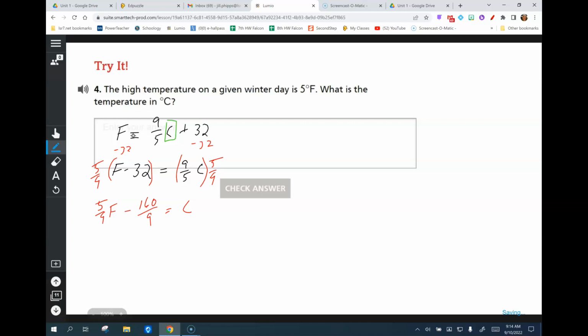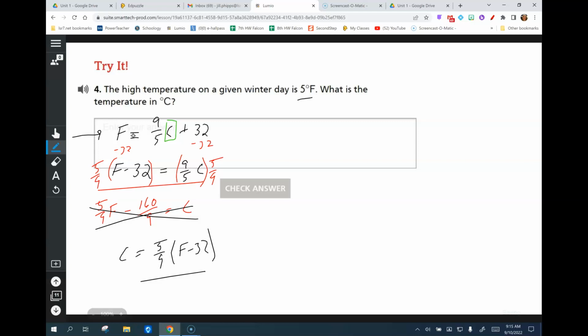Or, they don't go that far. They just stop right here and say C is equal to 5/9 times F minus 32. They don't distribute it out. They just stop right there. This is the formula for Celsius in terms of Fahrenheit. This is the formula for Fahrenheit in terms of Celsius. You're going to have to switch back and forth, and it tends to be a question that's always asked in literal equations, so make sure you're familiar with it.